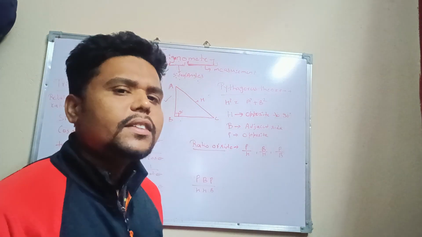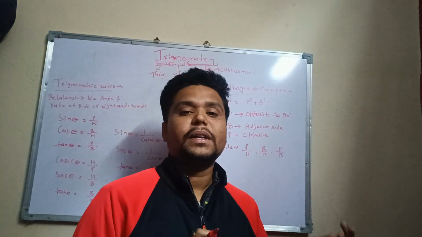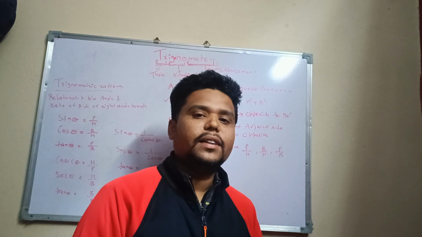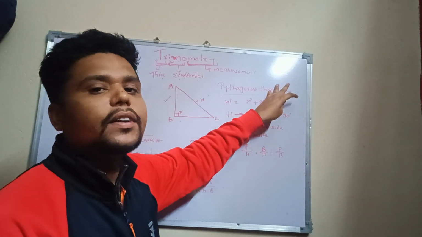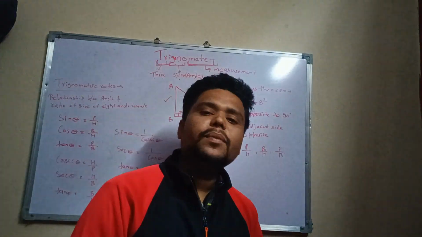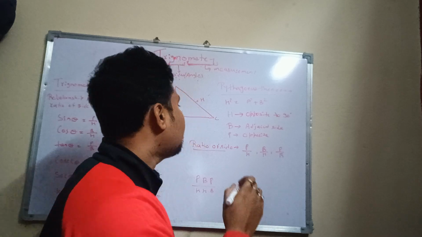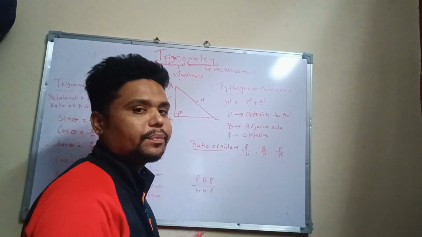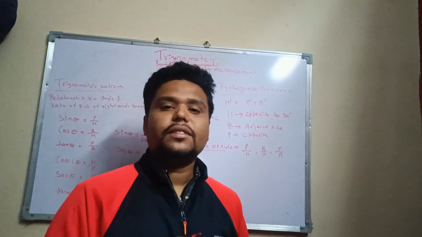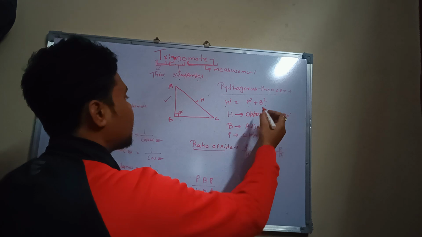Since 5th or 6th class, we have been studying a really special thing about right angle triangles: the Pythagoras theorem is applicable in a right angle triangle. So what is the Pythagoras theorem? Pythagoras says that in a right angle triangle, hypotenuse square equals perpendicular square plus base square.